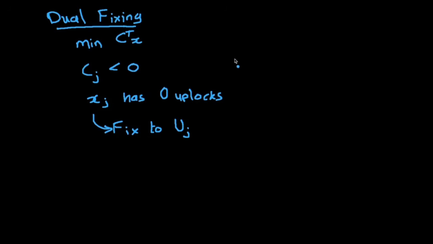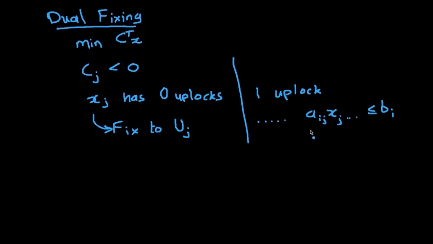But let's make this case slightly more complicated. Instead of 0 up locks, let's say now it has 1 up lock. Something like this, where aij, let's say, is positive and the constraint has an upper bound.